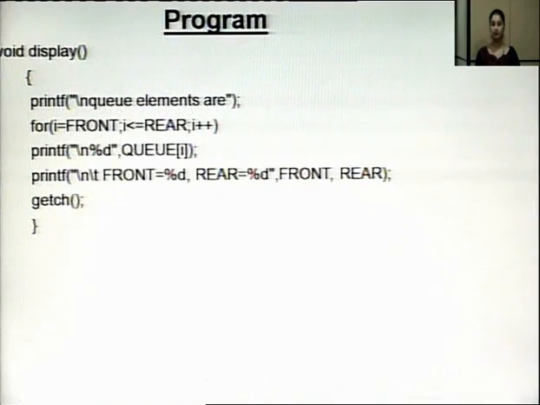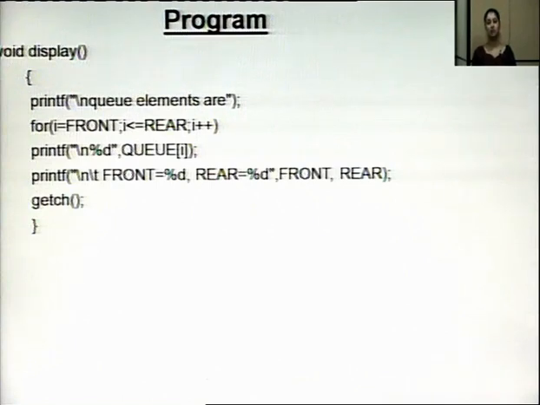Next one is display. The display is a function to display the values of the queue on the screen. Here I use a printf with \n "queue elements are" to display the values of the queue. For i equal to front, while i is less than or equal to rear, i plus plus. Here the value of i starts from front, goes to rear, and is incremented by 1, and after that I print the value of the array q[i], the elements of the queue.